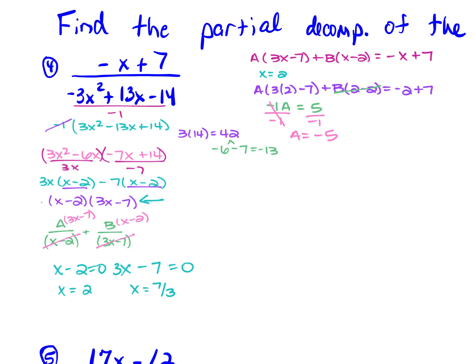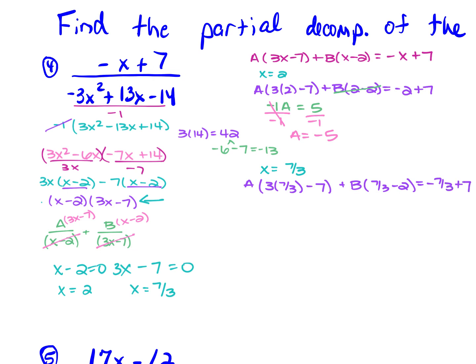Yeah, it doesn't matter which one you work with first. Okay. From here, though, because we worked with the 2 first, we still have to work with the 7/3. So use the 7/3 for x as well. This is going to give you a times 3 times 7/3 minus 7 plus b times 7/3 minus 2 is equal to the opposite of 7/3 plus 7.